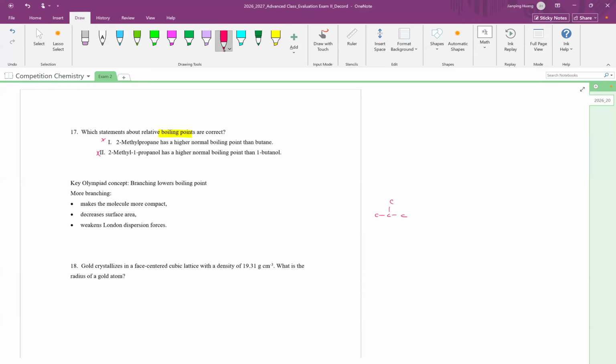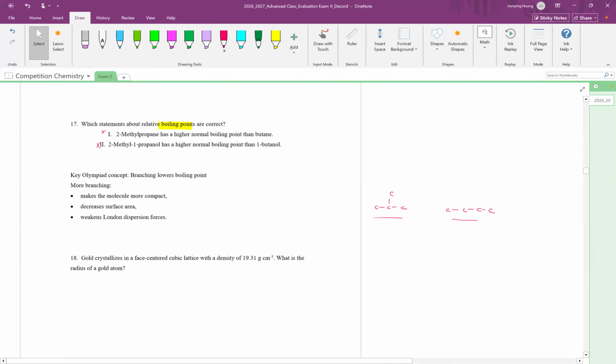2-methyl has a higher boiling point than... Doesn't make sense. Why? This is a branch. These are isomers, same molar mass, non-polar, only have random force. Random force depends on the molar mass. Molar mass is the same, then determine the surface area. That doesn't make sense. Okay. Now go to the next one.